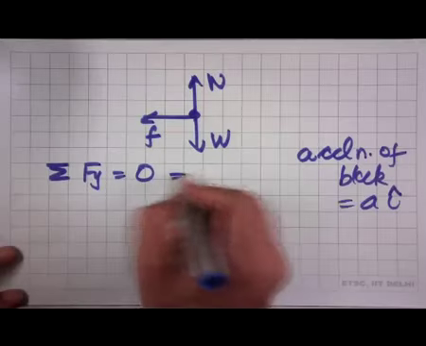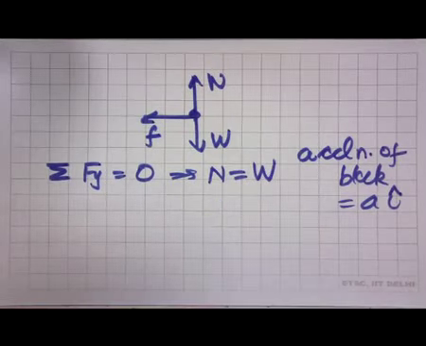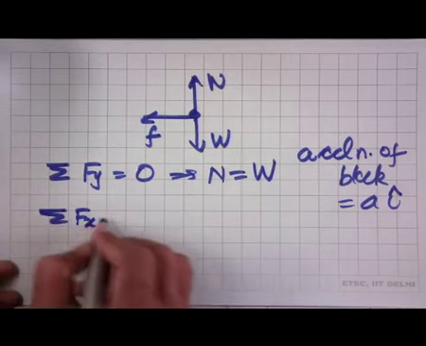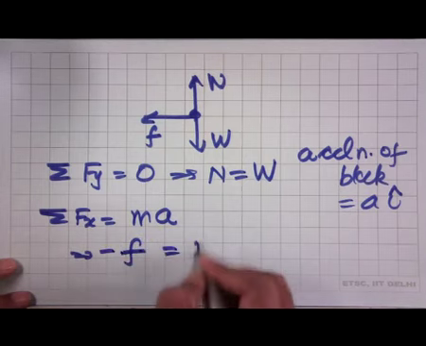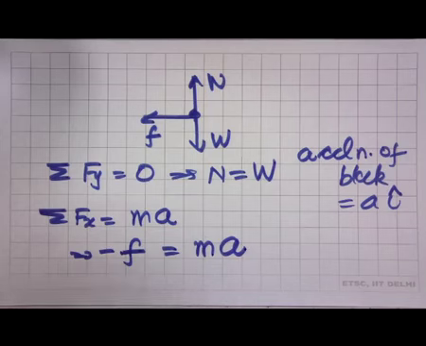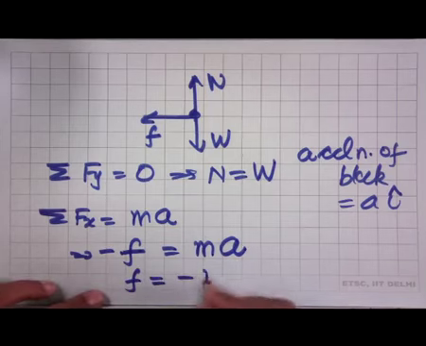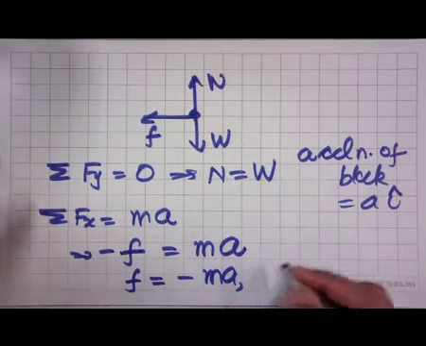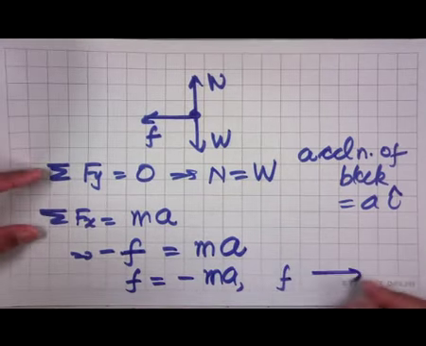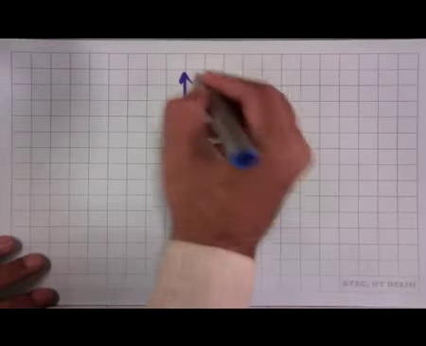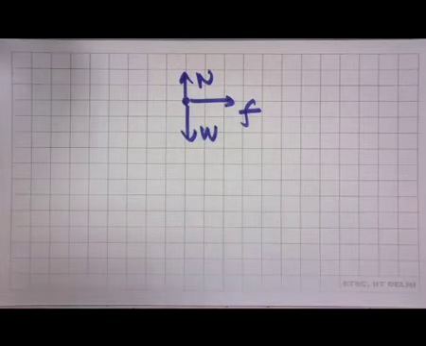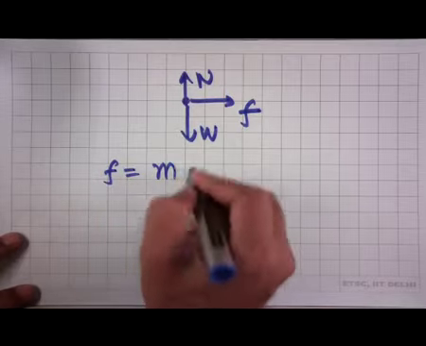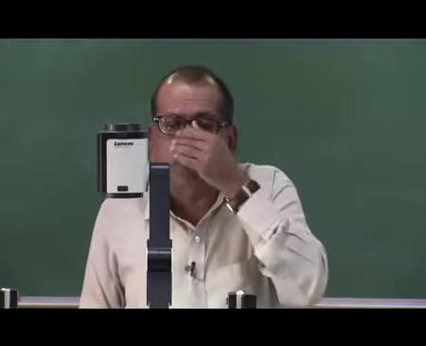So, sigma Fy is equal to 0 gives me N is equal to W, and when I put sigma Fx is equal to m times a, this gives me minus F is equal to m a. Now, we know a is positive, so it gives us F is equal to minus m a, which means that friction is in the right direction. So, therefore, the correct free body diagram finally turns out to be this, and friction force on the block is acting in the forward direction, and this is equal to m times a. So, this is the friction force acting on the block and it acts in the forward direction.